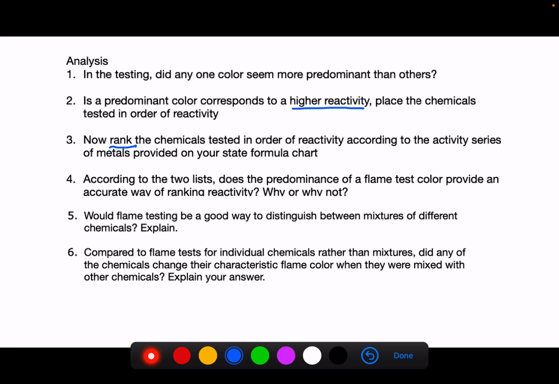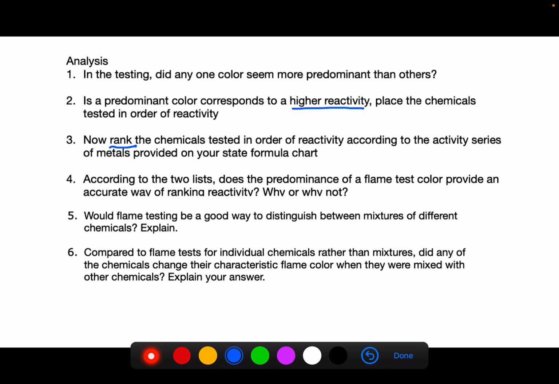Also, does that predominant color correspond to high reactivity? If so, place the chemicals in order of reactivity. Question number three, I want you to rate those chemicals in order of reactivity according to the activity series of metals. Okay, and you'll find that in the state materials.